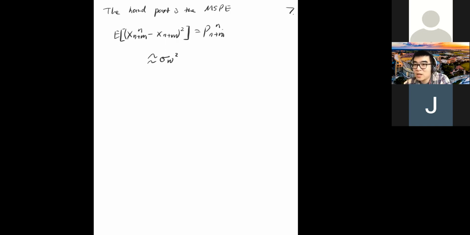The sigma w squared is the variance of the white noise. So it is a weighted value of this, the sum from j equals 0 to m minus 1 of psi j squared. And this psi j is your causal representation coefficient.